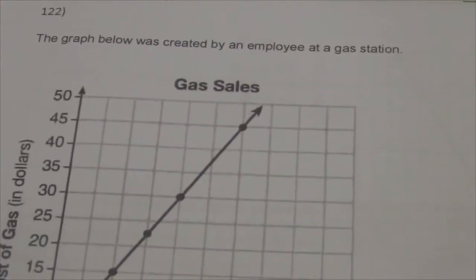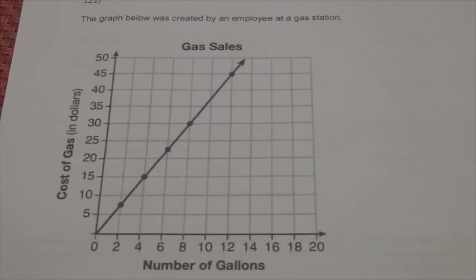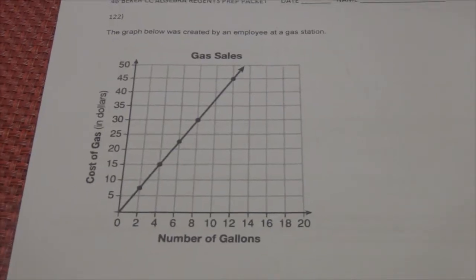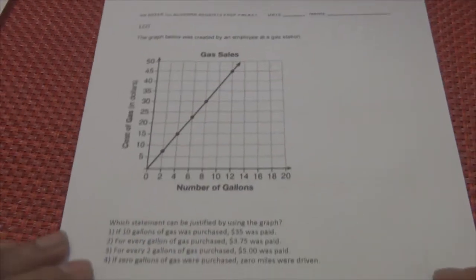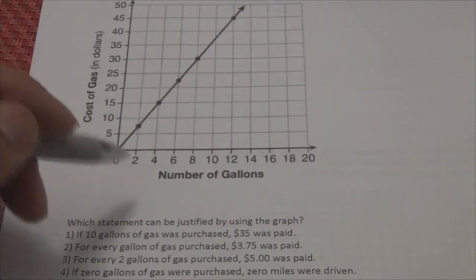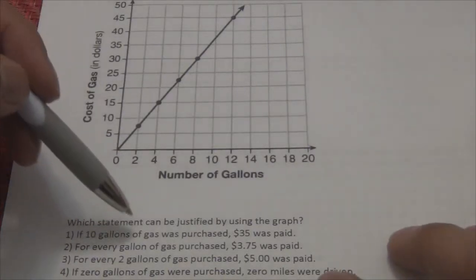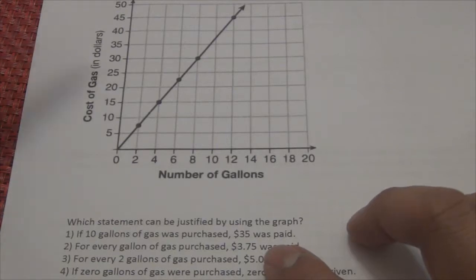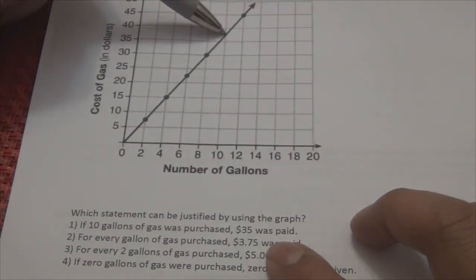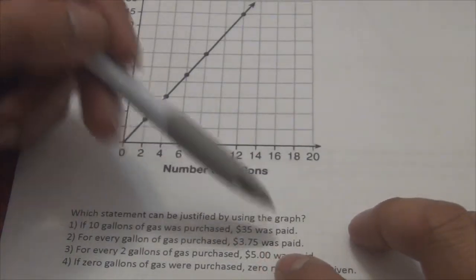All right. The next one. The graph below was created by an employee at a gas station. So this is the graph. Look at the graph. Got it? All right. Now it says, which statement can be justified by using the graph? Well, that's it. If 10 gallons of gas was purchased, 35 was paid. 10 gallons of gas, $35 were paid? No. Okay, for every gallon of gas purchased, $3.75 was paid.